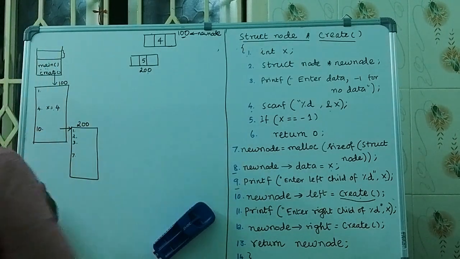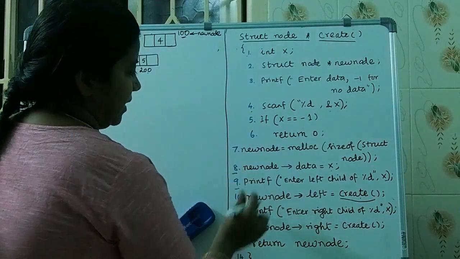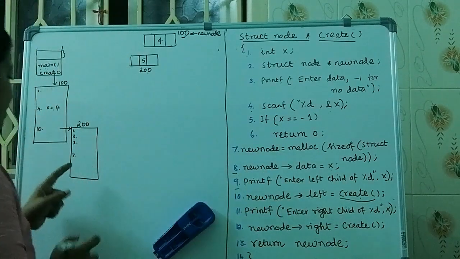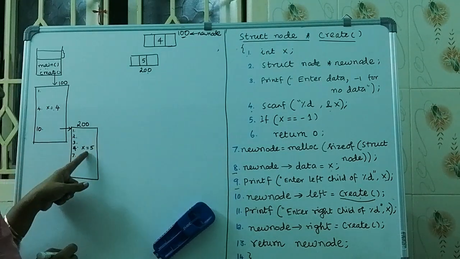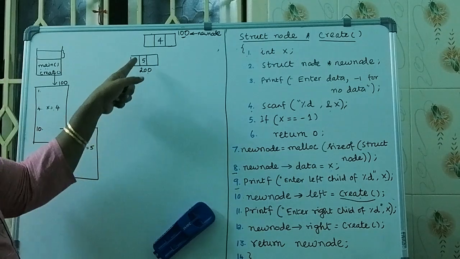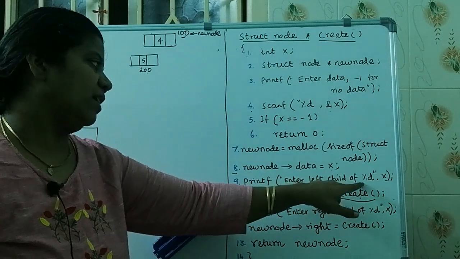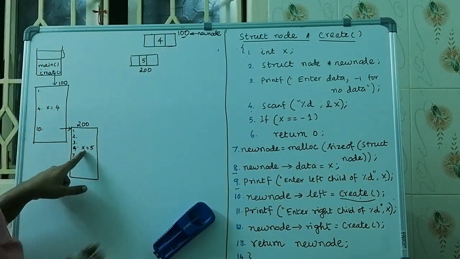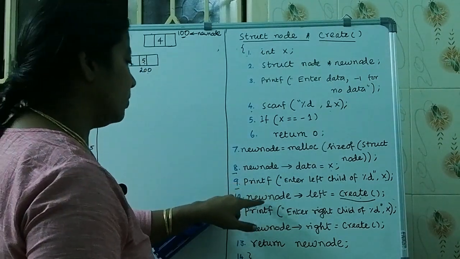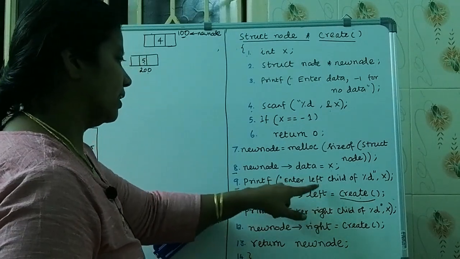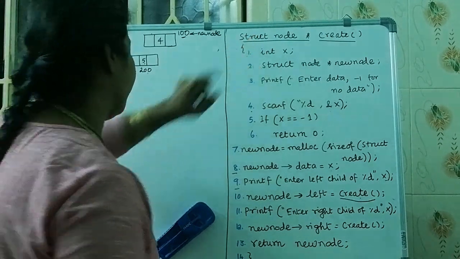So now let me have the 200 value over here, and then line number 8, new node of data equal to x. What is the value of x? The x value that I have given is 5, right? So that 5 gets assigned over here. And then line number 9, enter the left child of x. What is the value of x? Which is 5. So it again asks enter the left child of 5. If we are interested, it will call create, and then it will again create a stack frame.